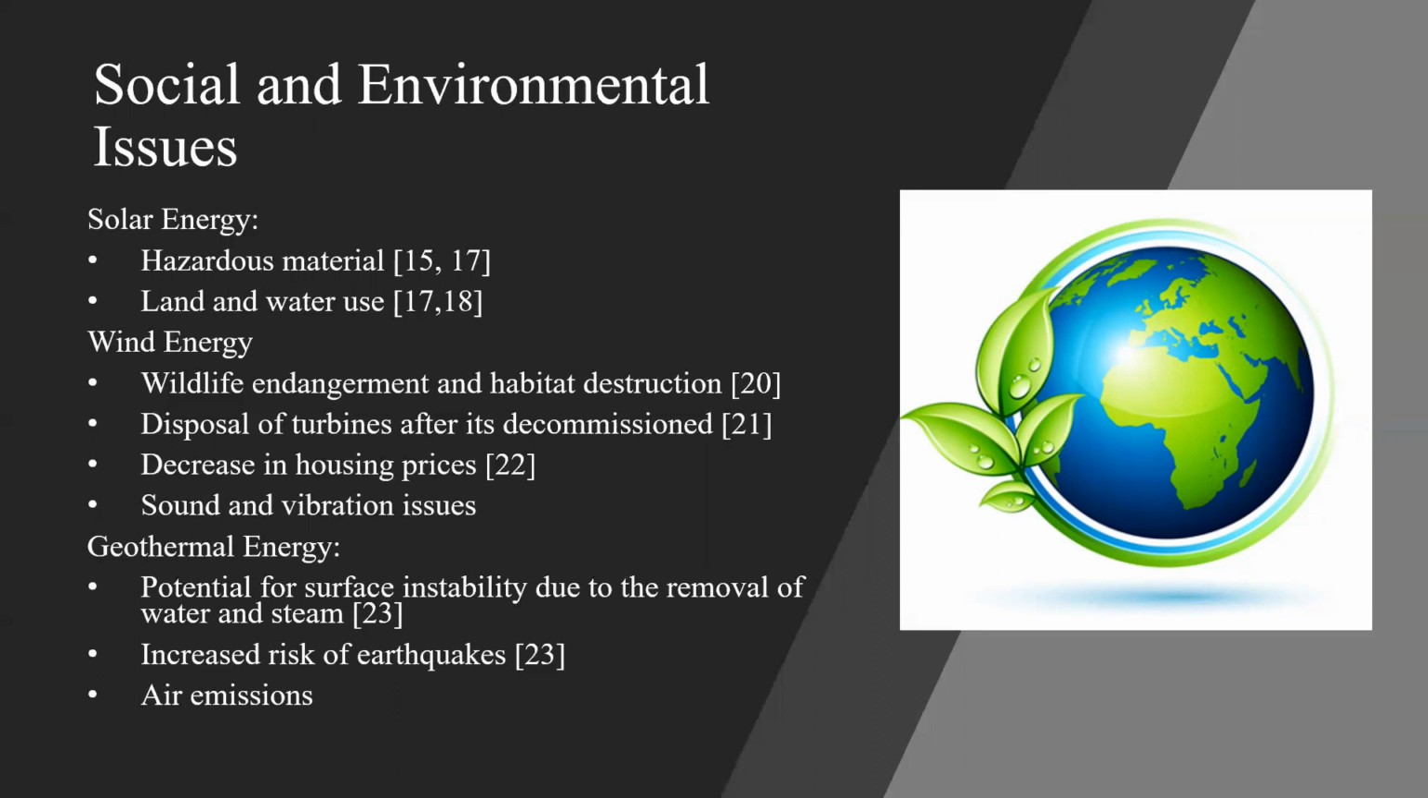Next, for the wind turbines, they cause wildlife endangerment and habitat destruction. Birds and bats can be killed by the turbine blades, and the turbines can also affect the migration routes of animals, which can cause them to die due to lack of food and energy once they take that deviated route. And then the disposal of the turbines is also an issue. 90% of the turbines can be recycled, however, the blades cannot. They have to be disposed of in a landfill, and they take up a lot of space.